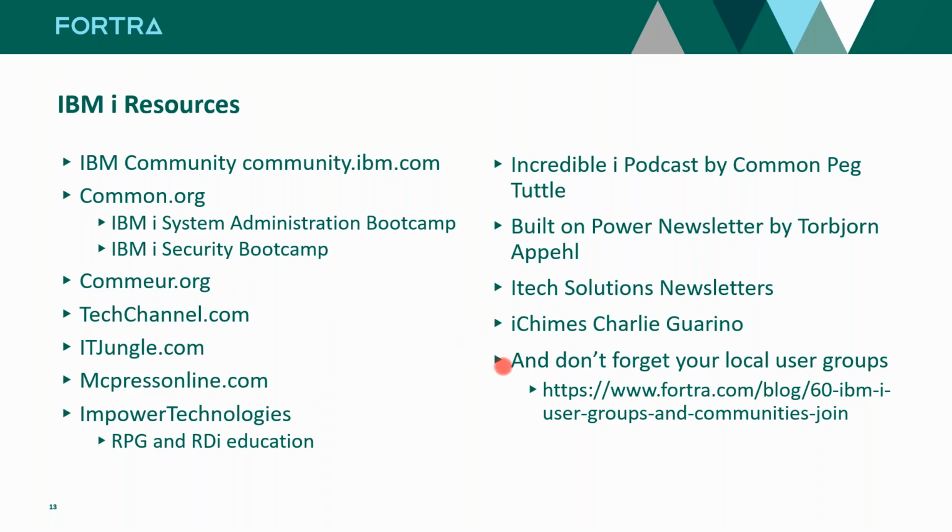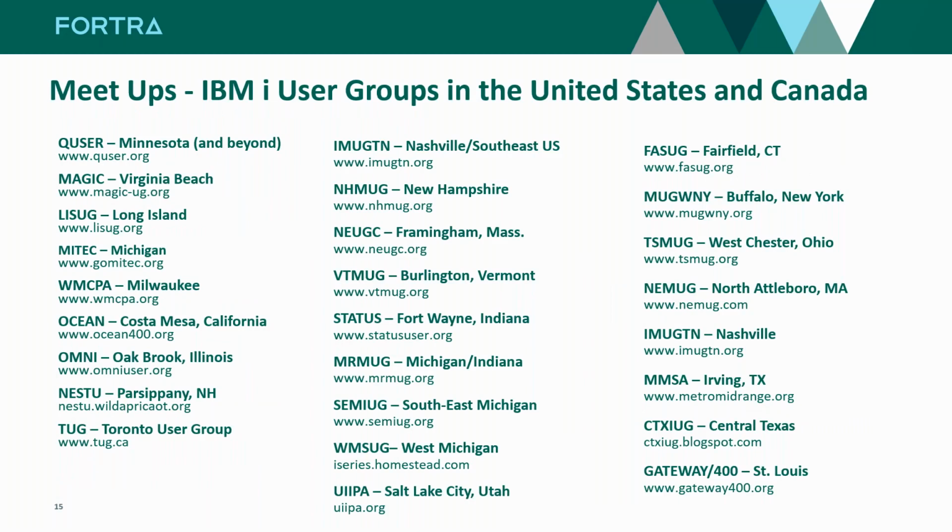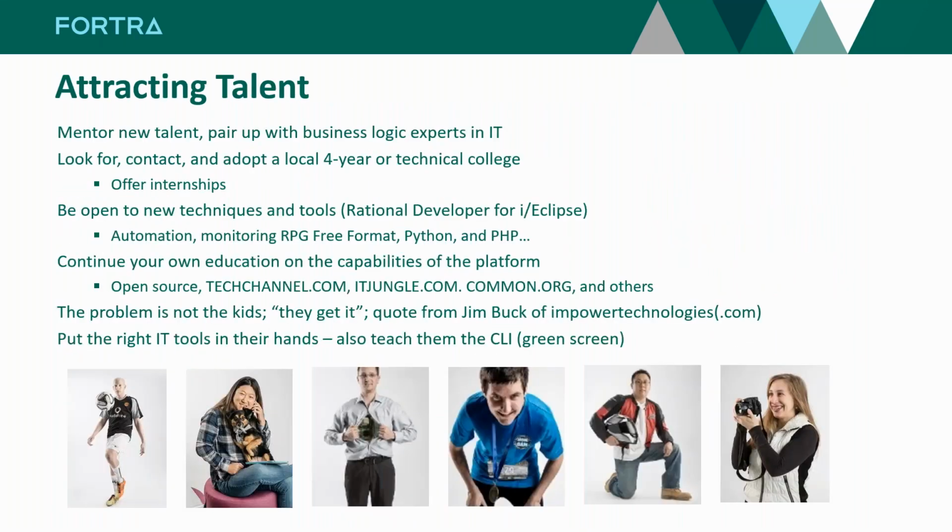And I'd really like to emphasize local user groups. There's a link on our Fortra website that talks about the user community, and it's quite broad. Internationally, there are various user groups located in a lot of different countries. Likewise, we have a pretty broad spectrum of user groups across the US and Canada, TUG being the Toronto user group. I'm involved with Q User. It says Minnesota, but we've got members from all over the country. If you're looking for a user group to join, check out quuser.org and take a look at some of the presenters we've had in the past.